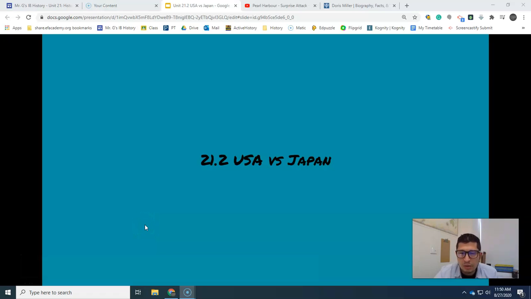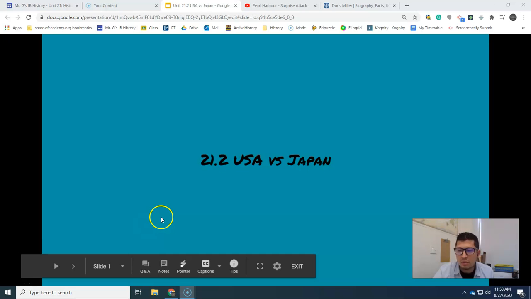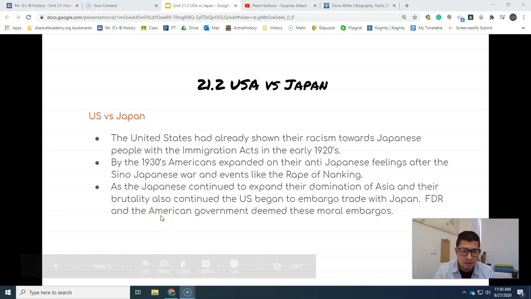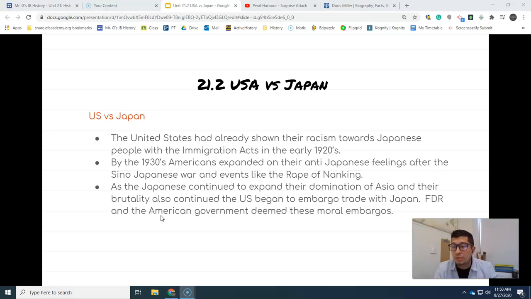Okay, Unit 21.2, this is going to be the United States versus Japan in the Second World War. Alright, so, this slide should mostly be review. But back to the 1920s, the United States and Japan didn't really have the best relationship. The United States, Japan and the West didn't really have the best relationship.